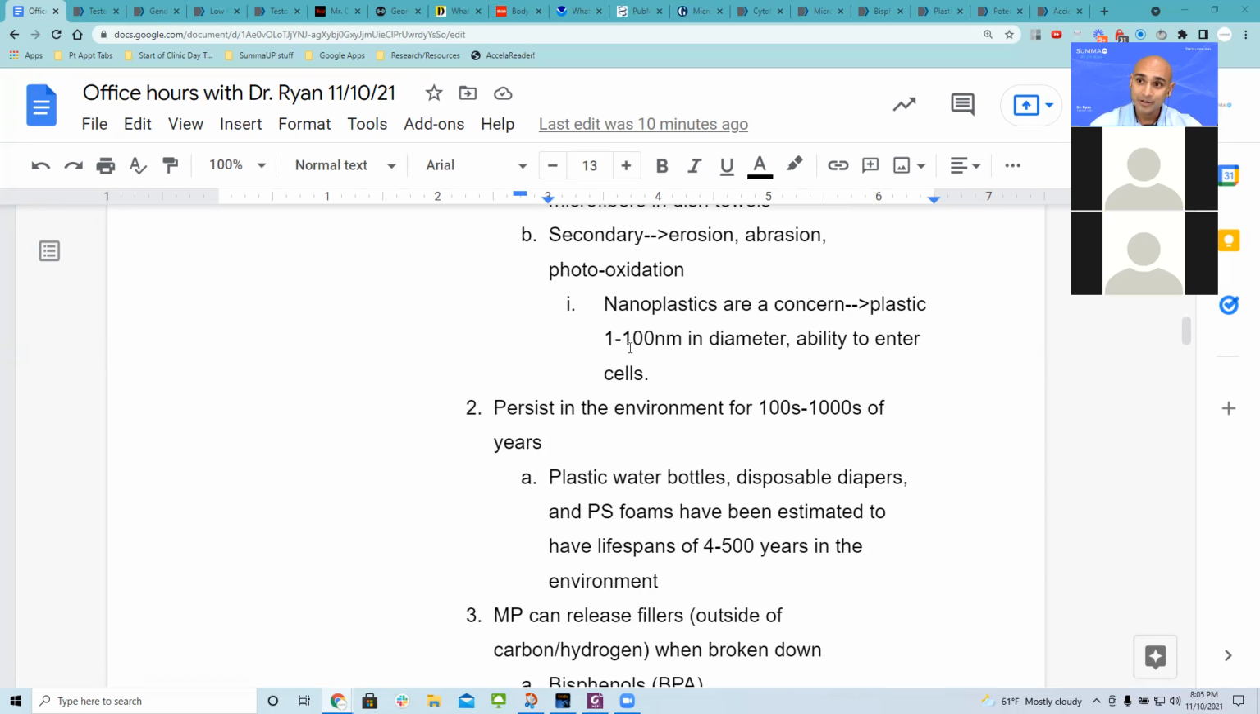And then there's another concern. Okay, you have microplastics, which, as we mentioned, are 5 micrometers to 5 millimeters, and then nanoplastics are the ones that are super small, 1 to 100 nanometers in diameter, and these have the ability to enter cells, not necessarily just affect the outside membrane, but enter them. So that is kind of a concern, right?